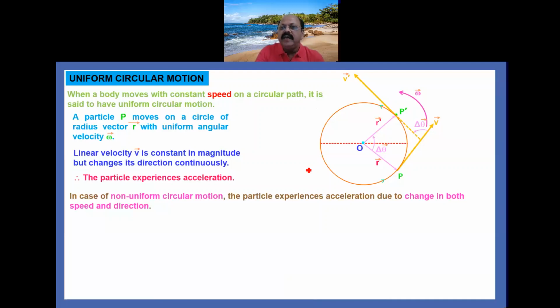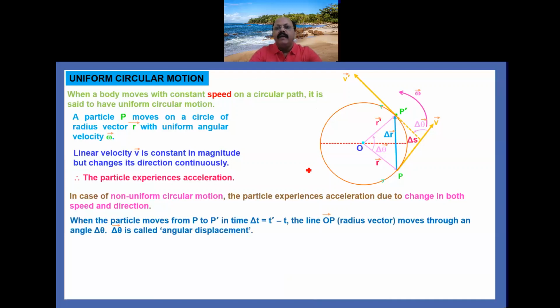So you can see here delta theta be the angular displacement, and when we join P and P dash, then PP dash equal to delta r vector.